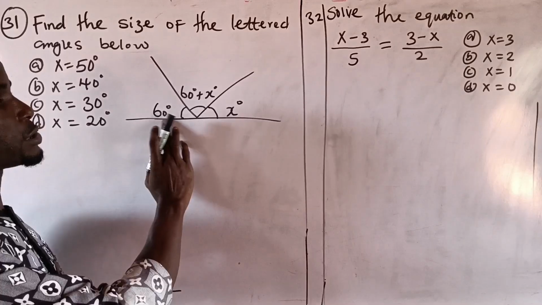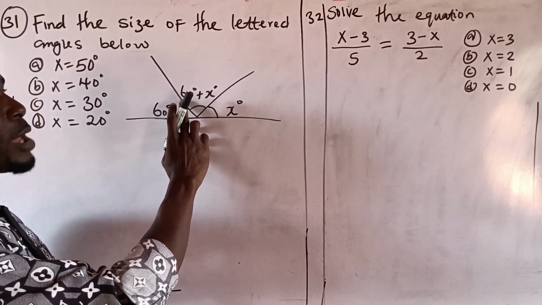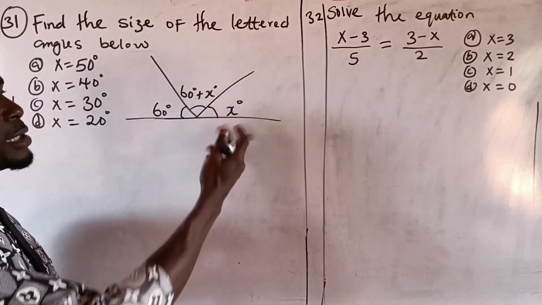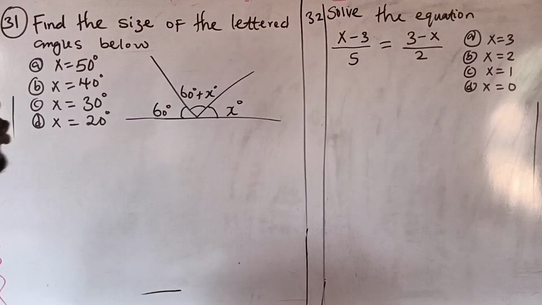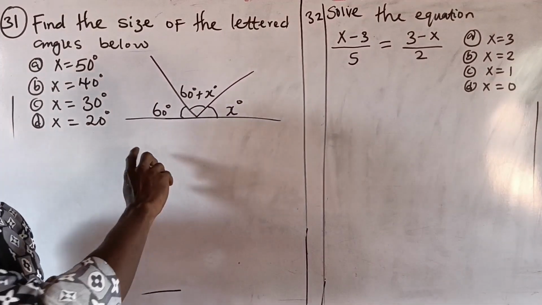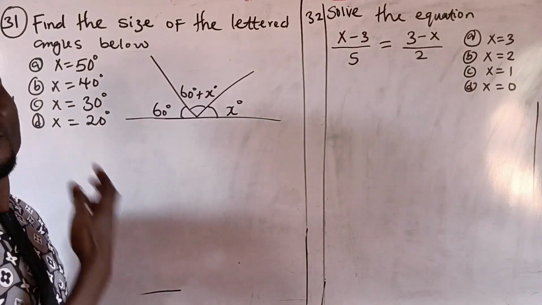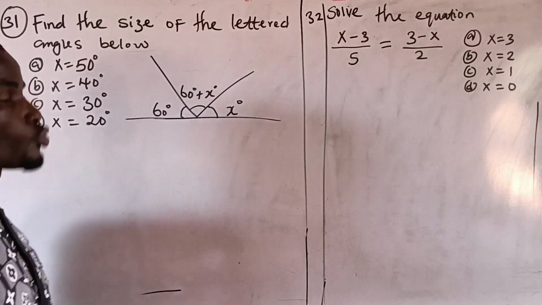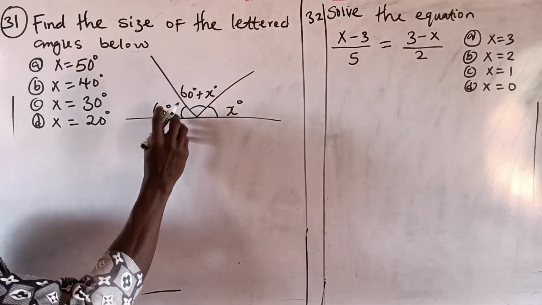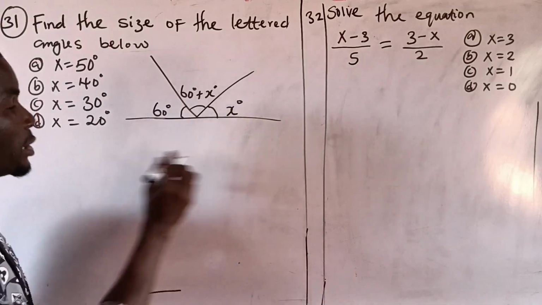You see, they give us in this angle we have 60 degrees. Here in this angle we have 60 degrees plus x degrees, and the other one we have x degrees. So we are asked to get those unknowns. And how do we solve it? Don't forget that the sum of angles on a straight line is 180 degrees. So let's solve it. We are going to bring all this, add it together and equate it to 180.